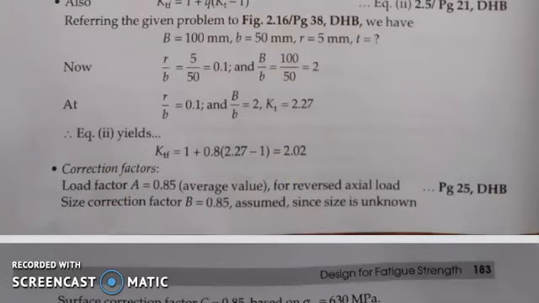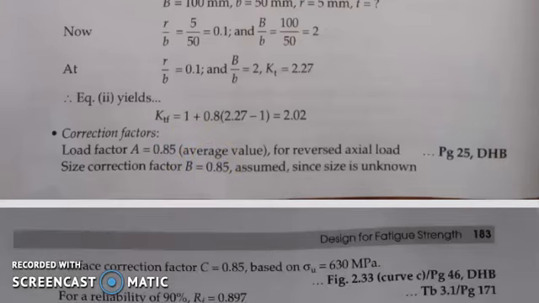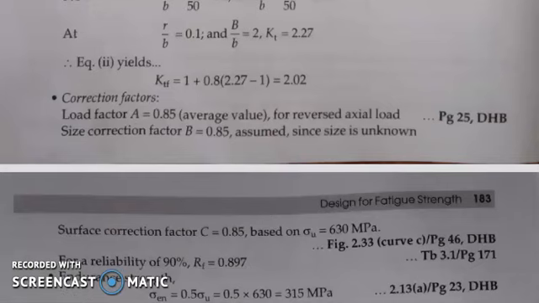Then next we need the correction factors. That is the load factor A is equal to 0.85. Correction factor, that size factor B is equal to 0.85. It is already assumed because the size is unknown. Then one more thing, that is the surface factor, that is equal to C 0.85. It is based on sigma u. We can take that value from the page number 46, figure number 2.33. For an ultimate stress sigma u 630 MPa, the value of C is equal to 0.85.